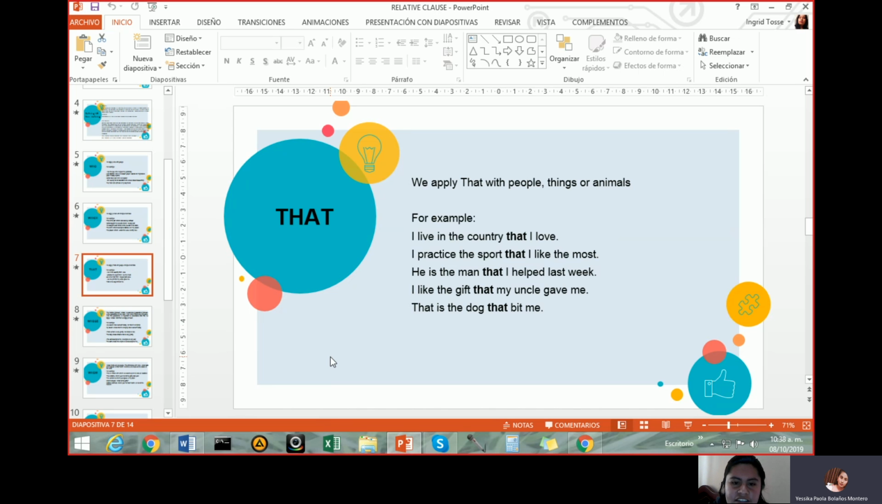Yes, very good. And in this case, we can find that we can use that in defining clauses. In non-defining clauses, we cannot use that. Okay. No, there is no. For this reason, this is definite, only definite.